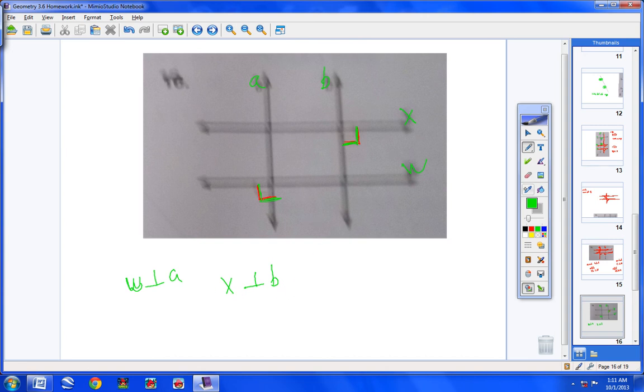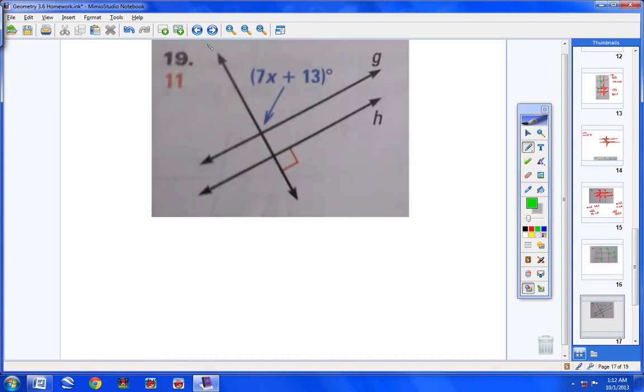Also, we don't have anything like corresponding angles or alternate interior angles or alternate exterior angles or consecutive interior angles. We have nothing. So you cannot state for sure that any of these lines are parallel at all in number 16. You really can't. Okay, let's take a look at numbers 19 through 21, and we're finally finished.